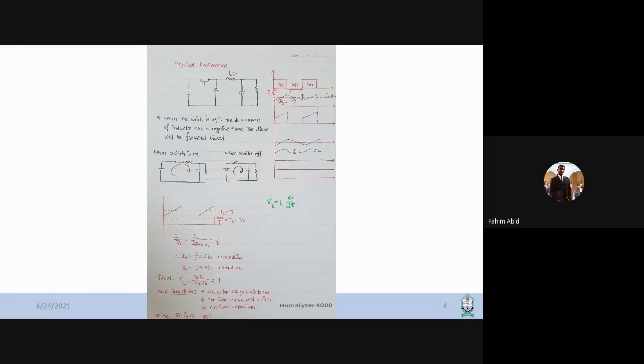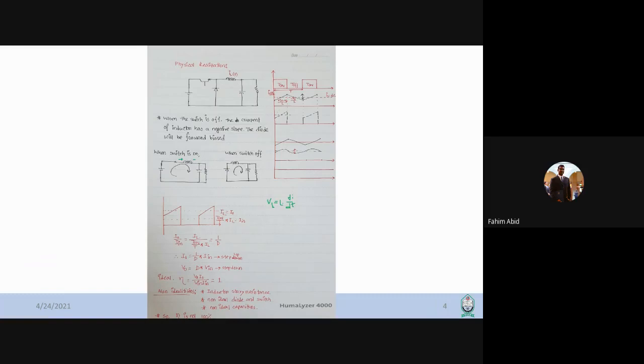Now for this on time, VL is actually V in minus V out, as I showed you in the previous slide. Also, you can see from here that the voltage across inductor L is basically V in minus V out. So the slope of this rising part of the inductor current is basically V in minus V out divided by L.